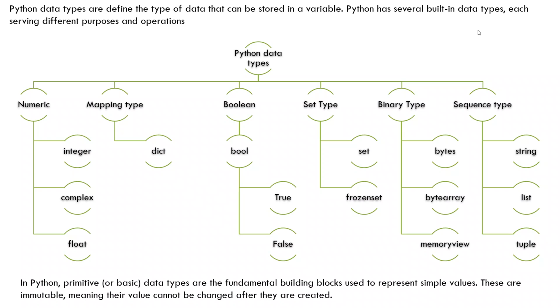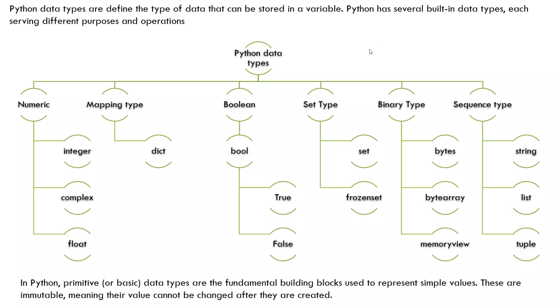Today our topic is Python data types. Python data types define the type of data that can be stored in a variable. Means a is equal to 10, it is the integer data. a is equal to 10.5, it is the float data. So like that it stores the type of data in a variable.